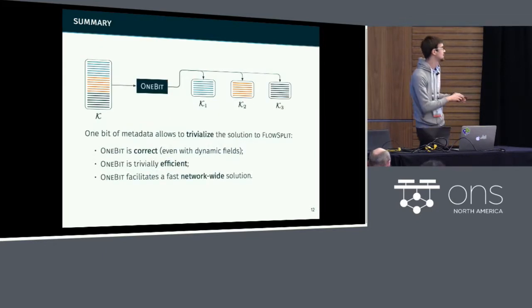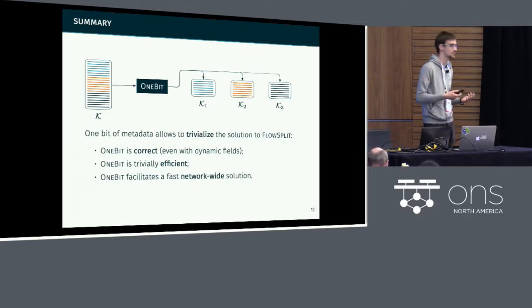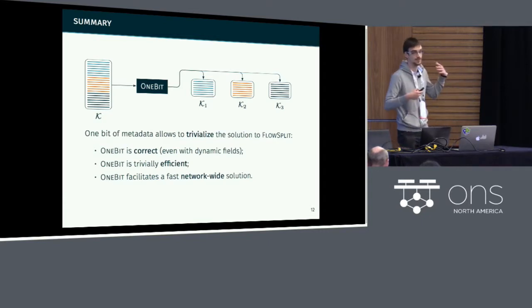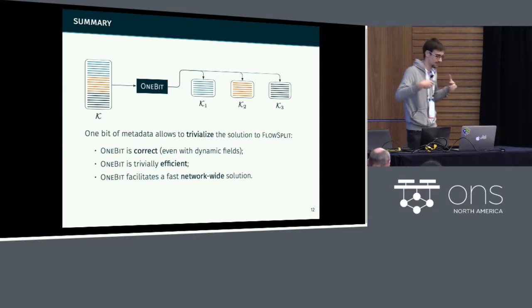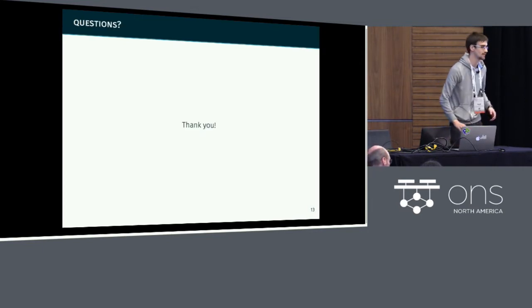Finally, to summarize, just 1 bit of metadata allows us to trivialize the solution to the flow split problem. This solution is correct, it's trivially efficient, it's correct even with dynamic fields, and it facilitates the fast network-wide solution. Thank you, and I'll be glad to answer some questions if we have time.